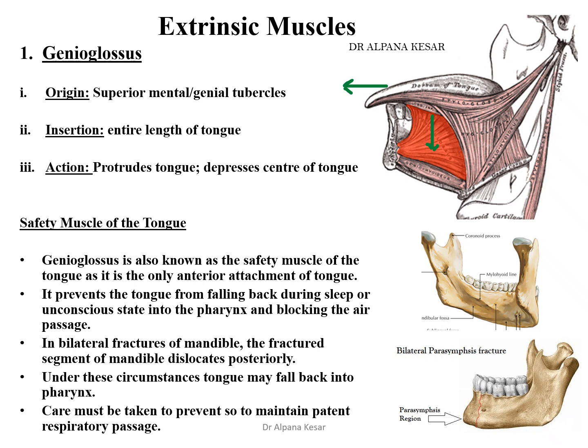Genioglossus muscle. The origin of genioglossus muscle is from the superior genial tubercles. Superior genial tubercles are present on the posterior surface of the anterior part of the mandible. There are two pairs of genial tubercles, superior genial tubercles and inferior genial tubercles. Genioglossus takes origin from the superior genial tubercles. Insertion of genioglossus is to the entire length of the tongue.